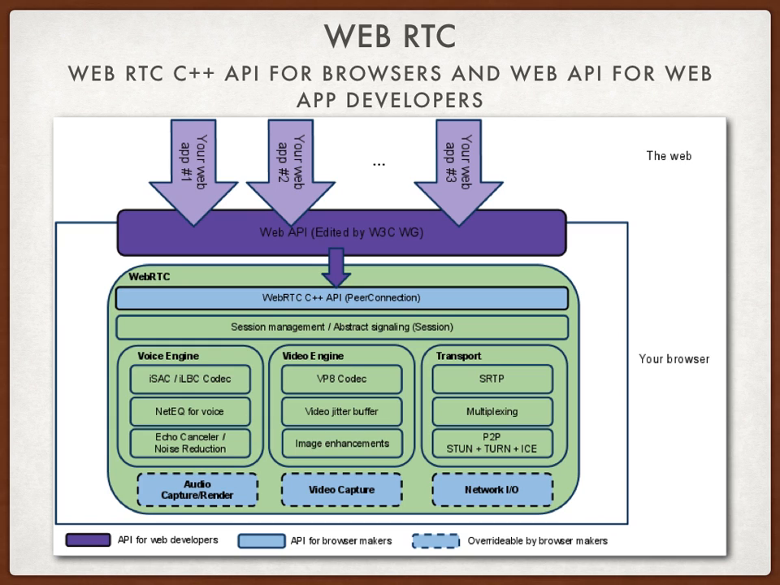WebRTC consists of two distinct layers. Number one is the Web API, which we can see in this diagram in purple. This API is used by third-party developers to develop web-based applications like video chat. Number two, the WebRTC native C++ API in blue. This API allows browser developers to easily implement the Web API in their browsers.